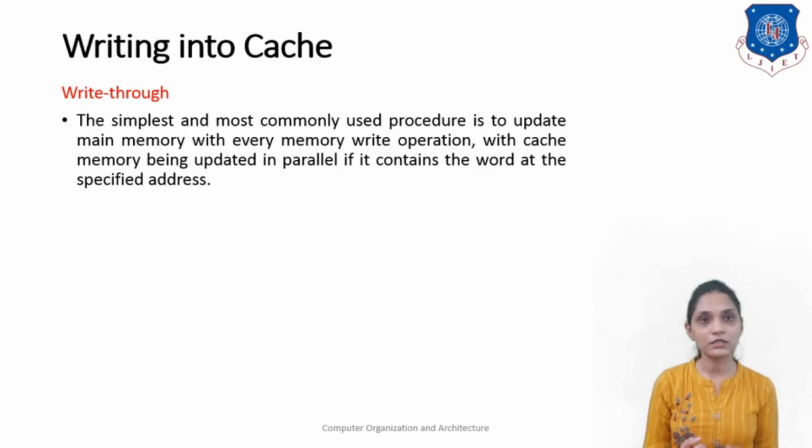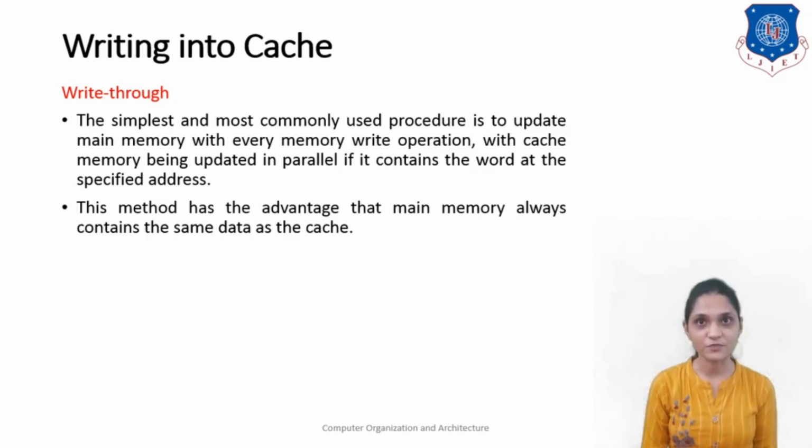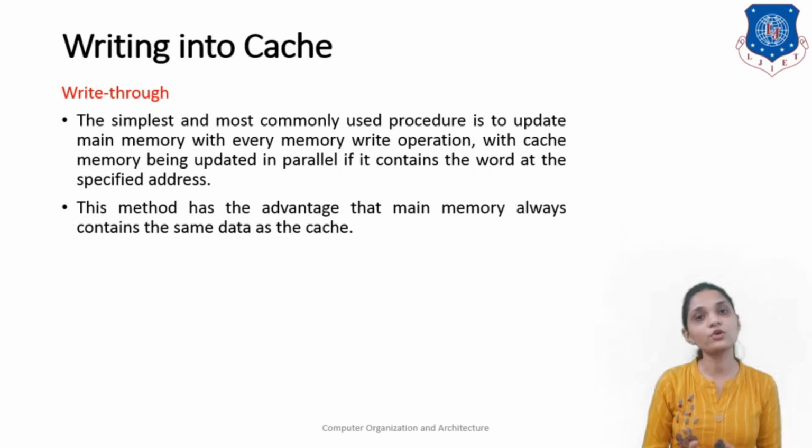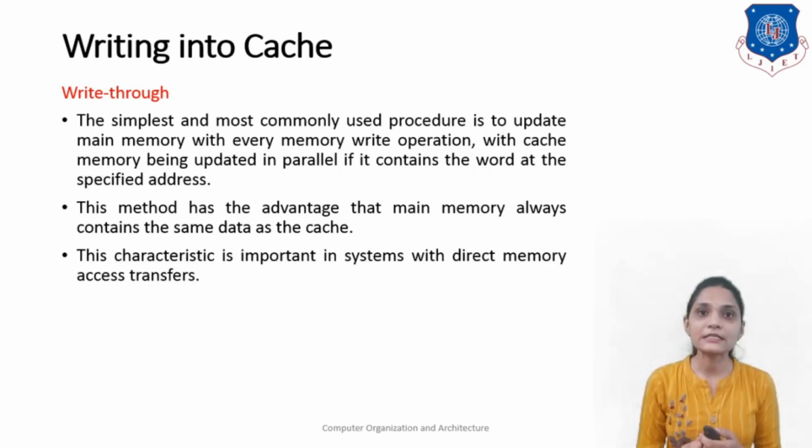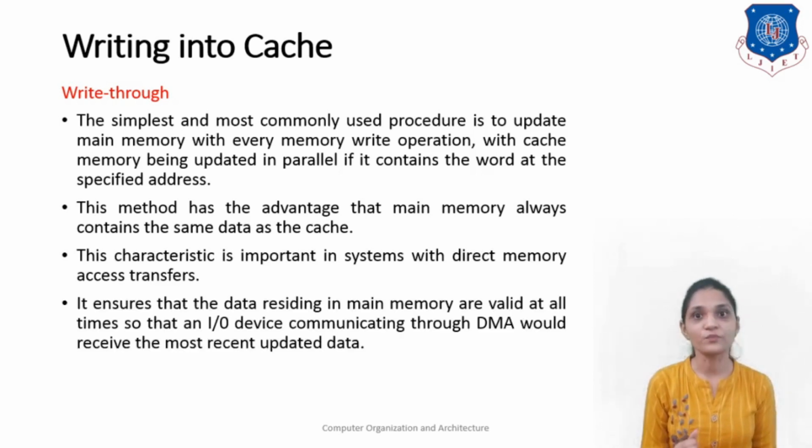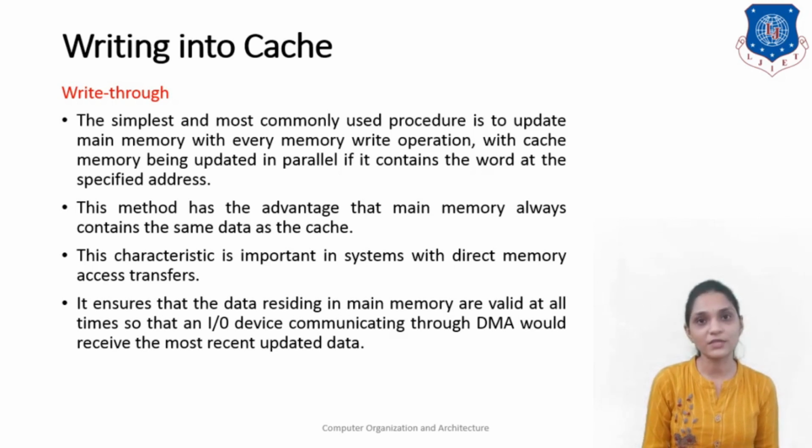If the word is in the cache, both the cache and main memory are updated. This method has the advantage that the main memory always contains the same data as the cache. So after each and every change in the cache memory, the main memory is also updated. This characteristic is important in systems with direct memory access transfer. It ensures that the data residing in the main memory are valid at all times, so that an I/O device communicating through DMA would receive the most recent data that was updated.